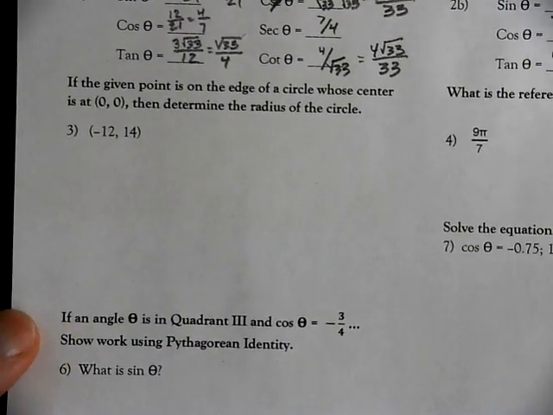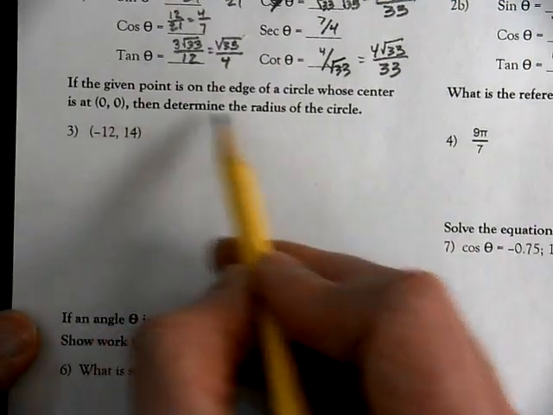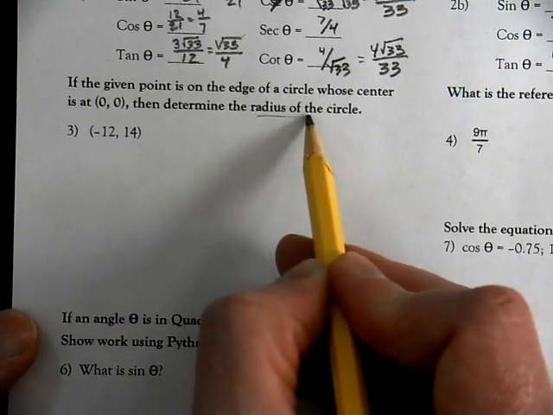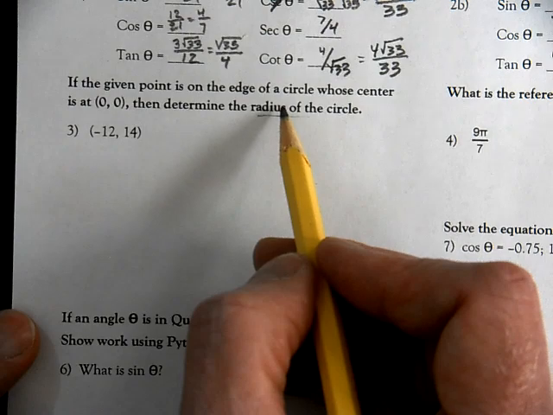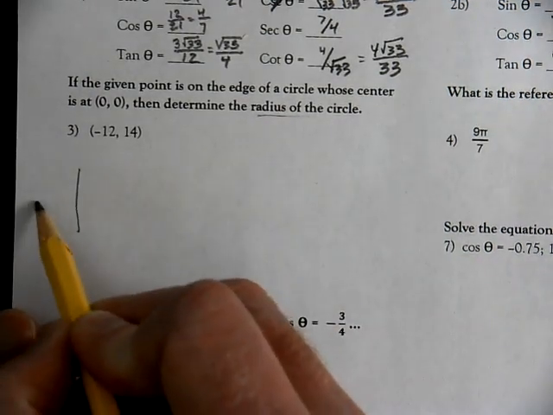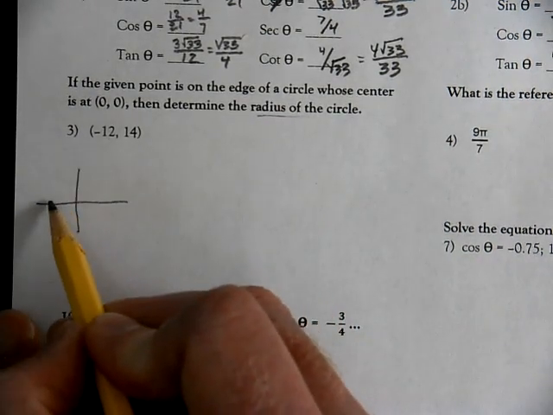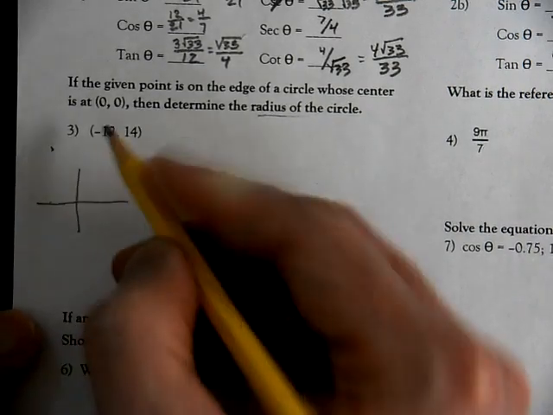Same idea again. Here we're going to want to determine what the radius is. So really it's just the Pythagorean theorem. So we go 12 to the left and 14 up.